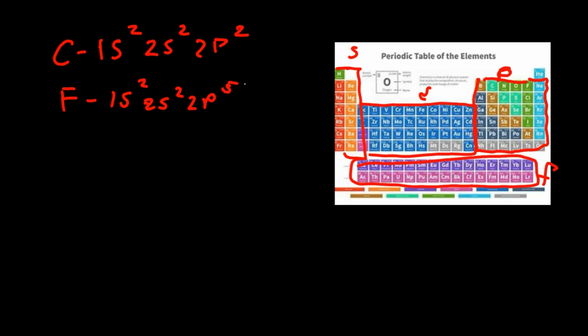Now, let's try another one. Let's say silicon. For silicon, I want you to write out the full electron configuration. I'll give you a few seconds. So it'll be 1s2, 2s2, 2p6, 3s2, and then it'll be 3p2. So this is the electron configuration for silicon.